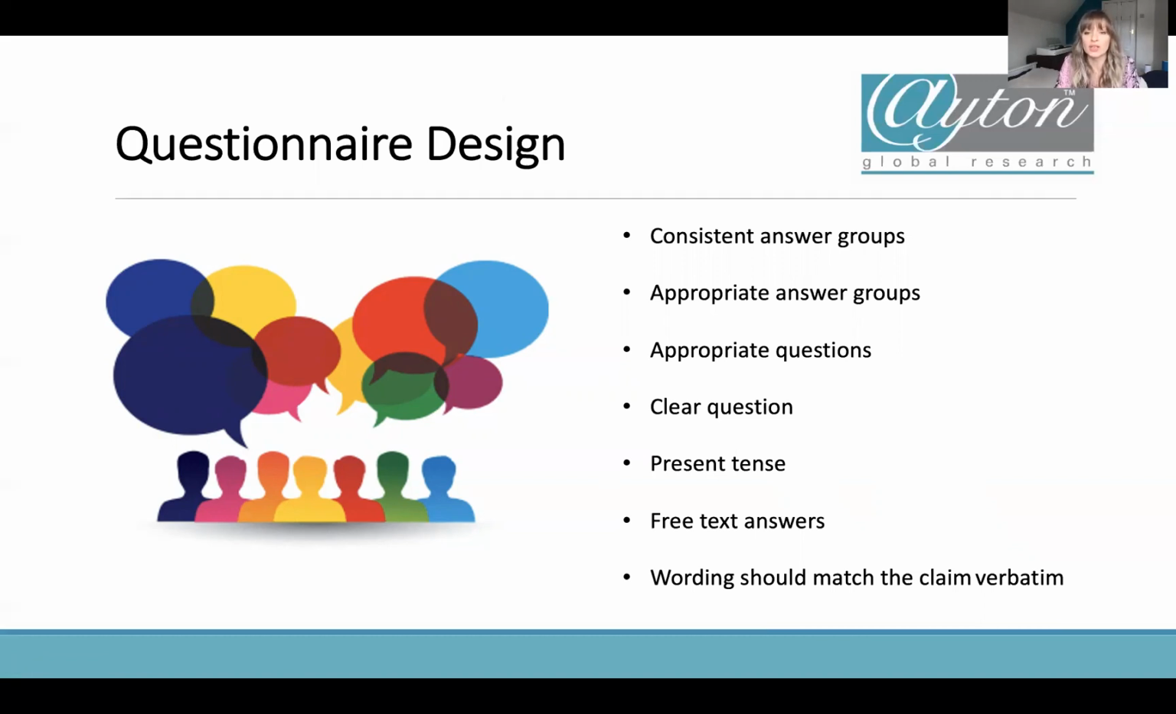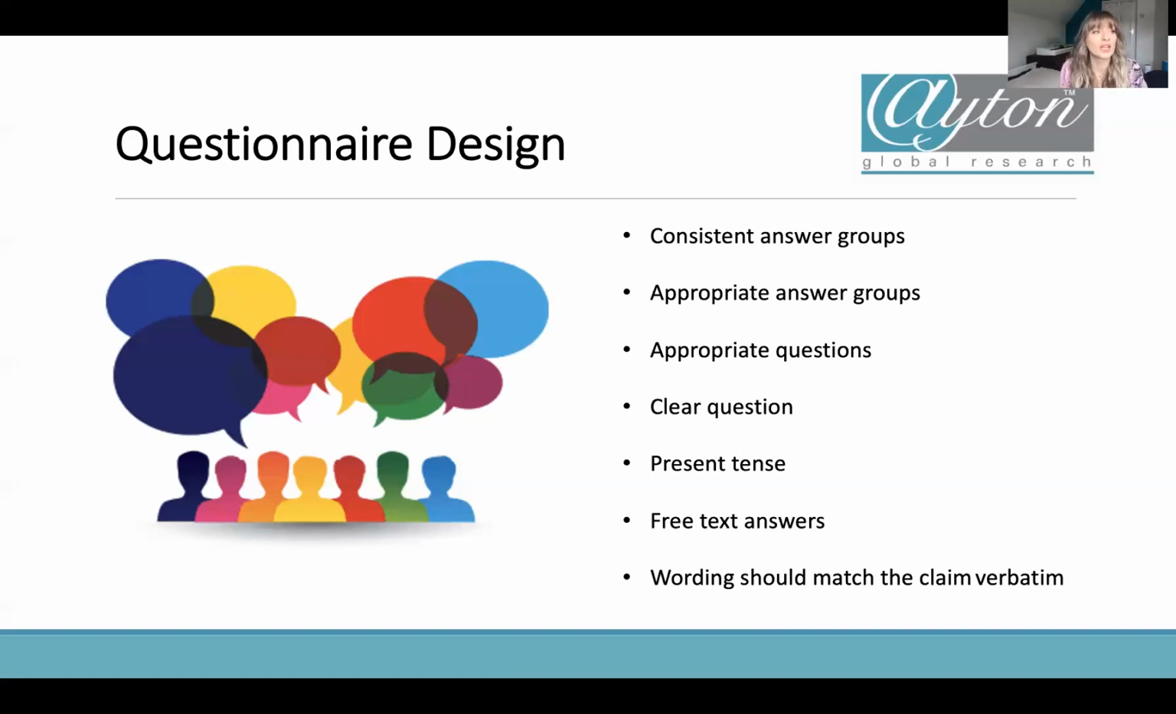Usually what we do is present the questions as a statement. As I've said here, wording should match the claim verbatim. So if we say skin feels soft, obviously you can use that in your advertising to say women agree that their skin feels soft. So that's the best way to design it. Do it as a statement in present tense.